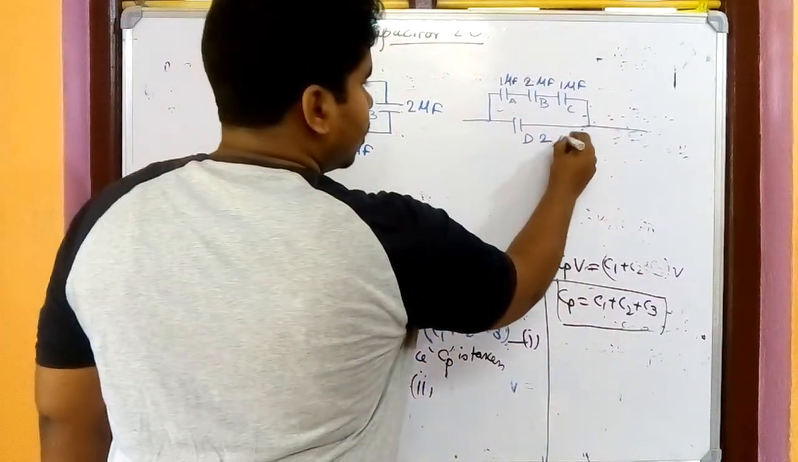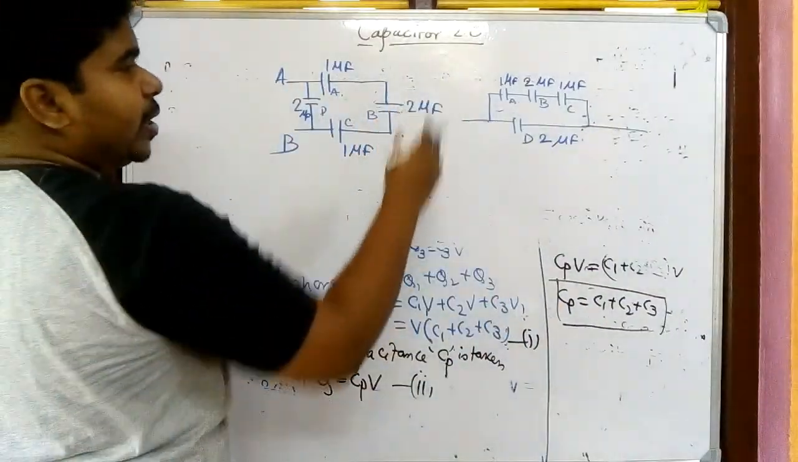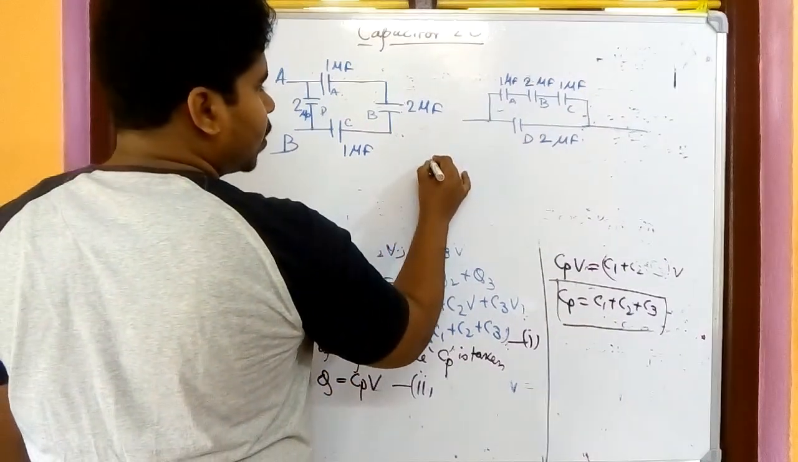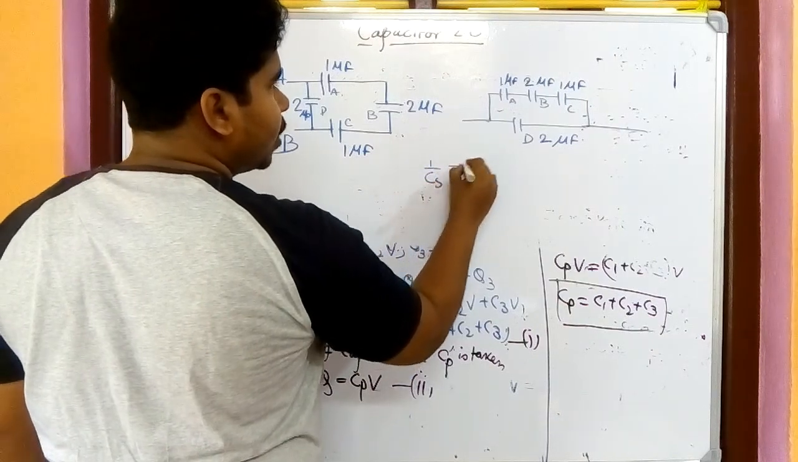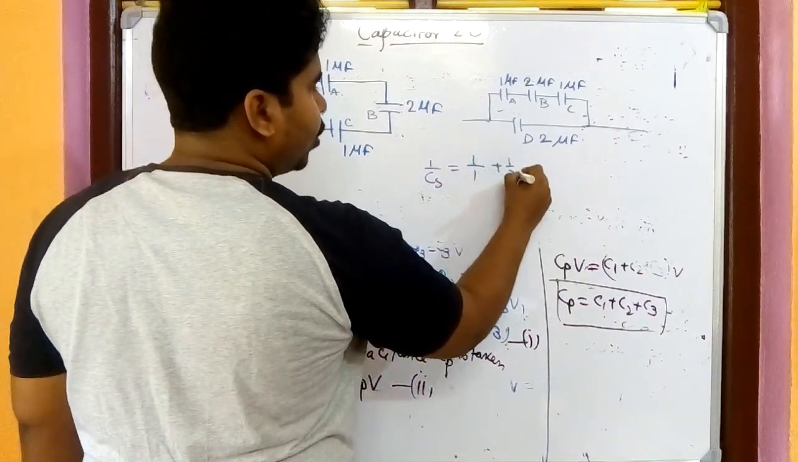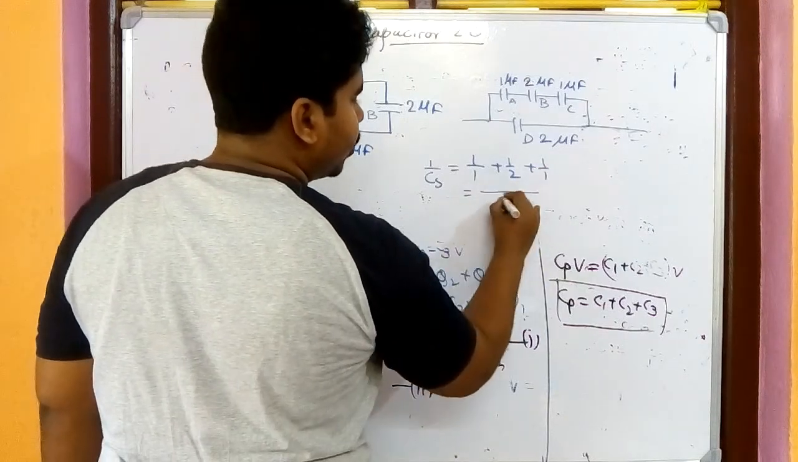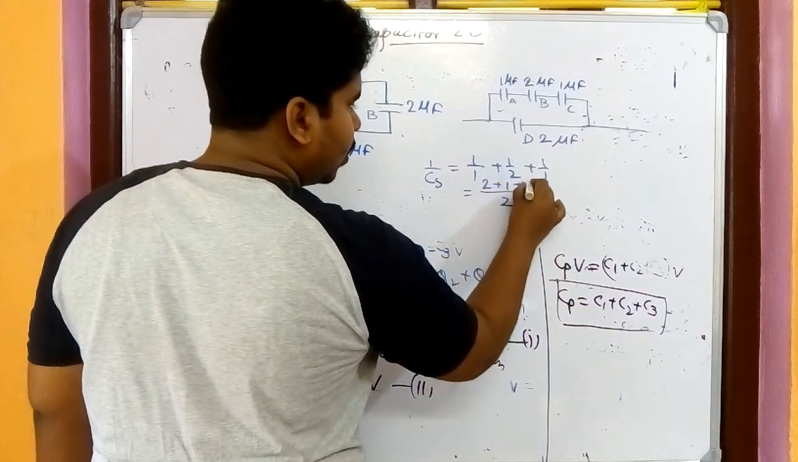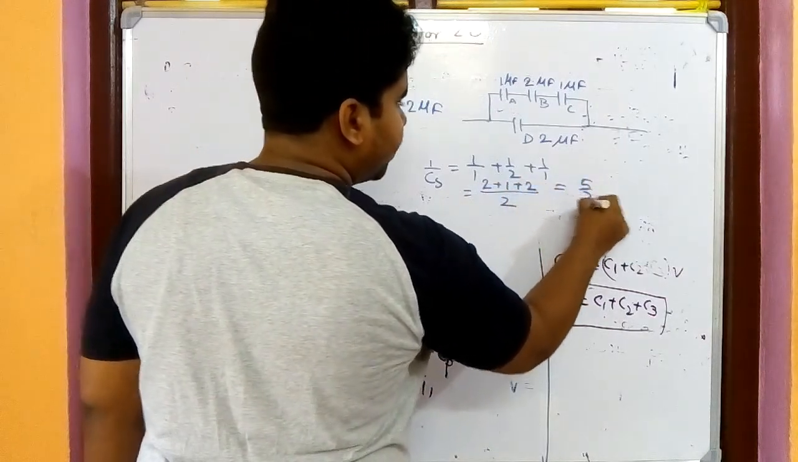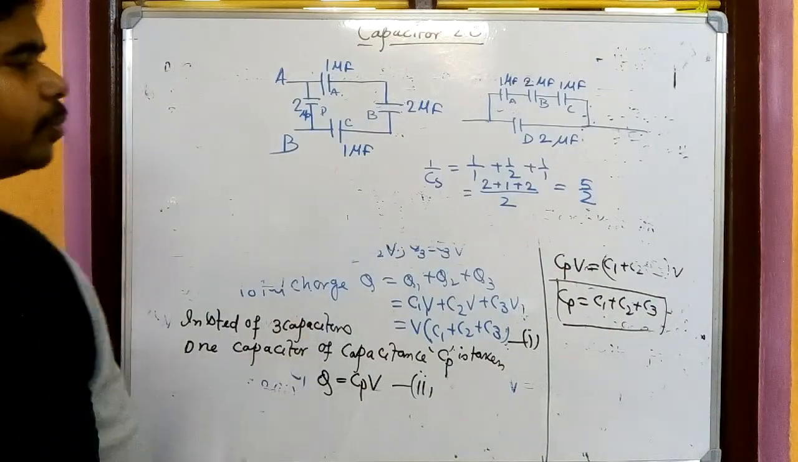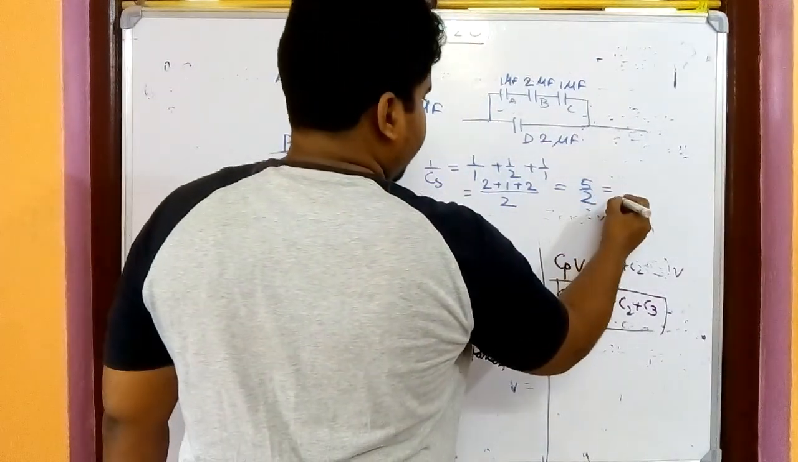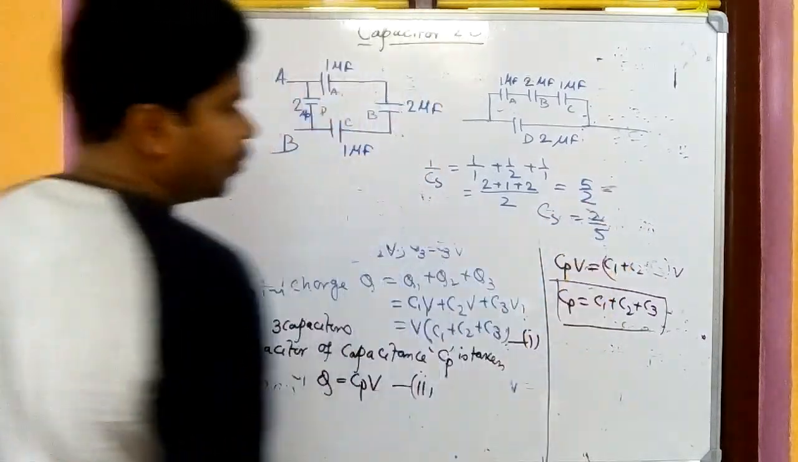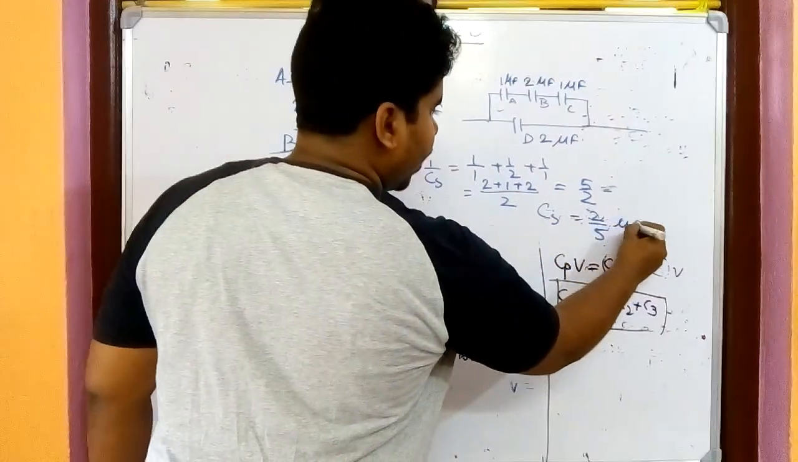So how can we do that? ABC is connected in series, right? So for series, 1 by CS equals 1 by 1 plus 1 by 2 plus 1 by 1. So here it is 2, 2, 1, 2, so 5 by 2. Right? So 5 by 2, that is CS equals 2 by 5 microfarad.